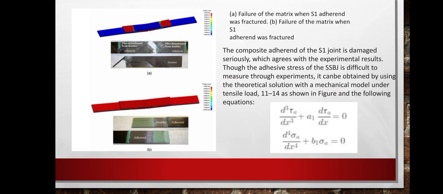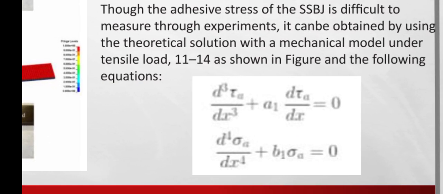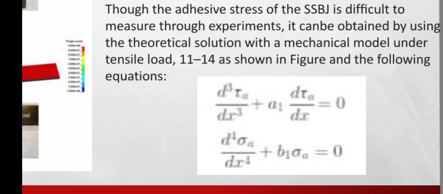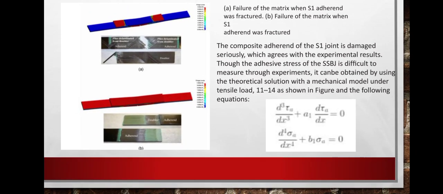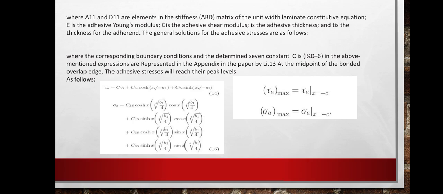The below equation is for the theoretical solution of mechanical model under a tensile load. Under a tensile load, d cube tau a by dx cube plus a1 d tau a by dx is equal to 0. D1 sigma a by dx plus b1 sigma a is equal to 0, where a1 and d1 are the elements in the stiffness matrix of unit width laminate constitutive equation.